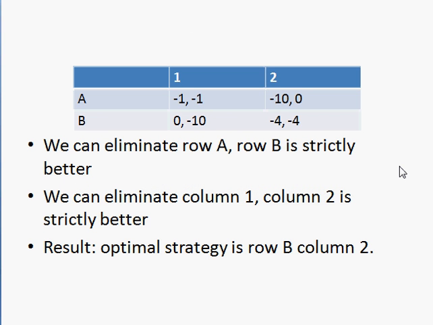Using iteration of dominated strategies, we know that we can eliminate A because 0 is better than -1 and -4 is better than -10. So in both situations, we would like to choose B. Similarly, 0 is better than -1 and -4 is better than -10, so we can eliminate 1. So the solution to this game is B2.